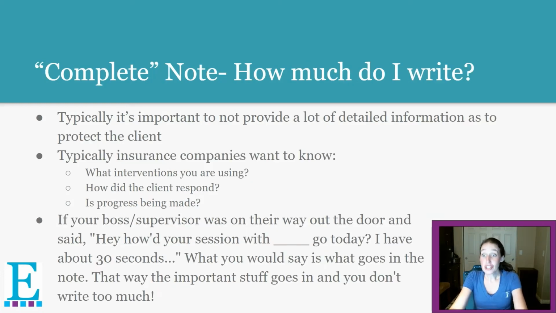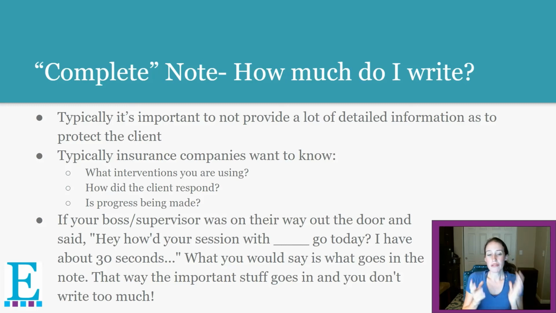So how much are you supposed to write in order for it to look like a complete note? I think this is something that we all struggle with at times. It is important to not put in too many details, and that is to protect the client. But we also want to make sure that we're putting enough in there so that the insurance company will be able to pay for our session if they do request to look at our notes. So you want to make sure you're putting in what interventions you're using, how the client responded, and whether progress is being made. That's mostly what they care about.